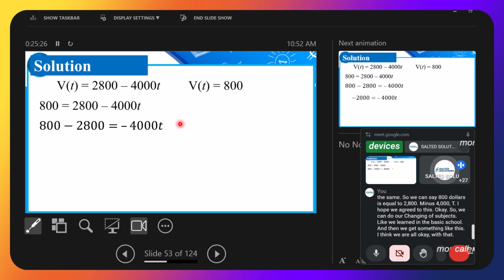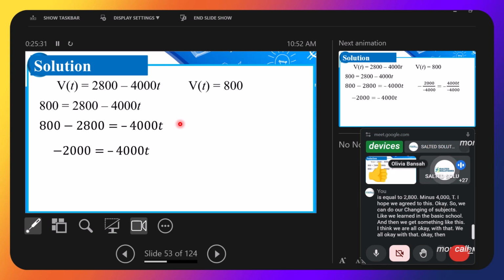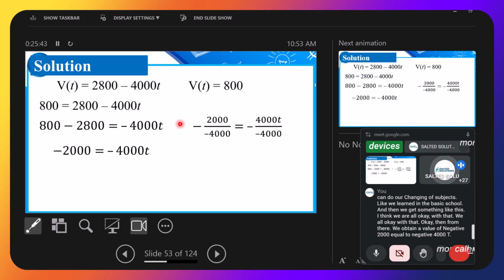Okay. Then from there, we obtain a value of negative 2,000 equal to negative 4,000 T. We can then remove the negative 4,000 by dividing both sides by negative 4,000 so that we can have T standing alone, and then we obtain T is equal to half.